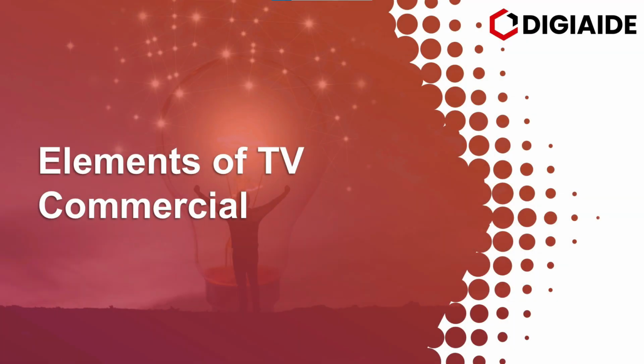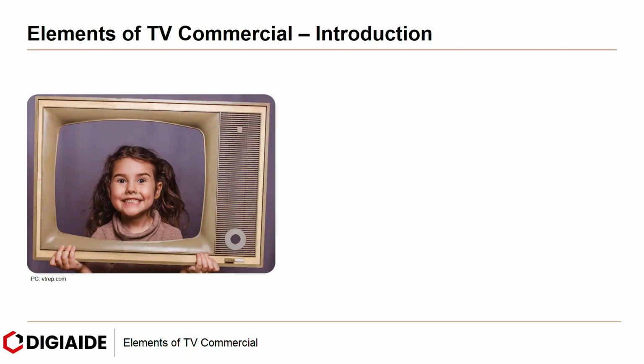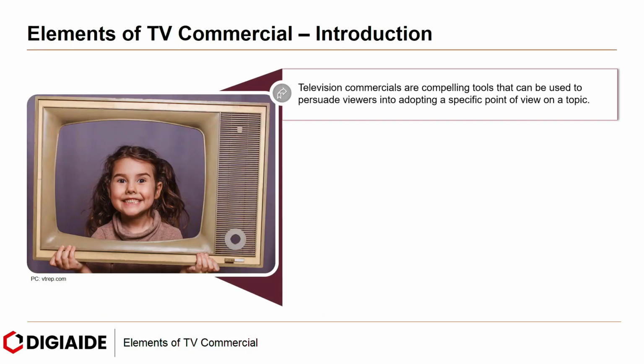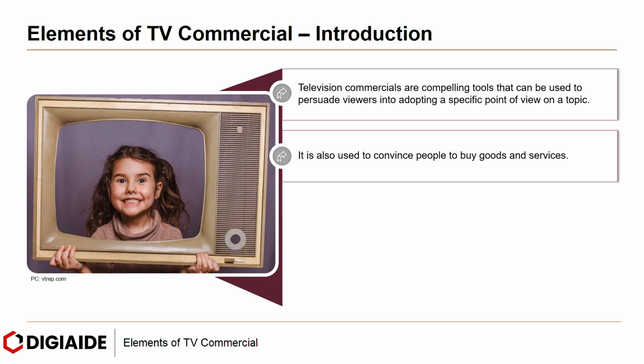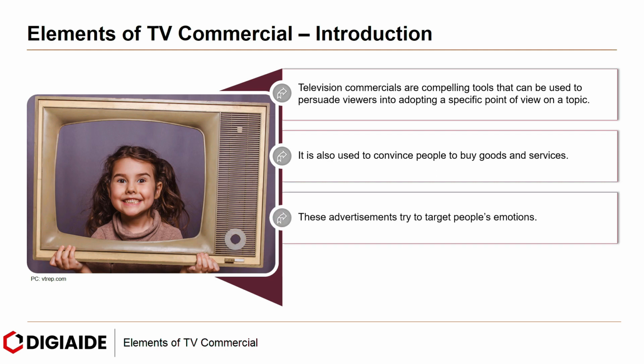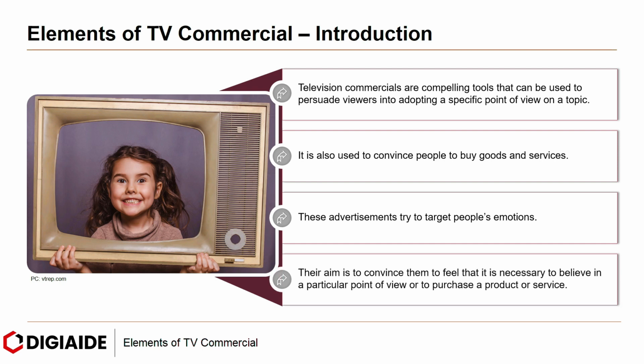In this video, we are going to cover the topic on elements of TV commercial. Let's start with the introduction. Television commercials are compelling tools that can be used to persuade viewers into adopting a specific point of view on a topic. It is also used to convince people to buy goods and services. These advertisements try to target people's emotions. Their aim is to convince them to feel that it is necessary to believe in a particular point of view or to purchase a product or service.